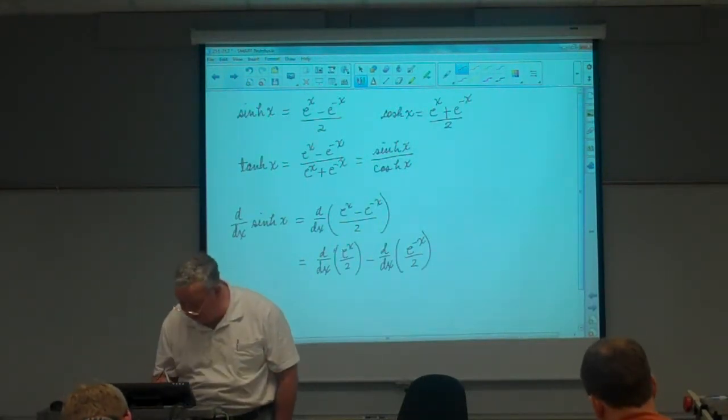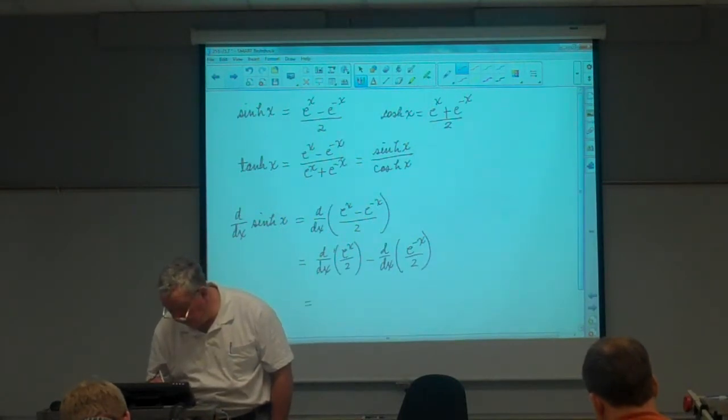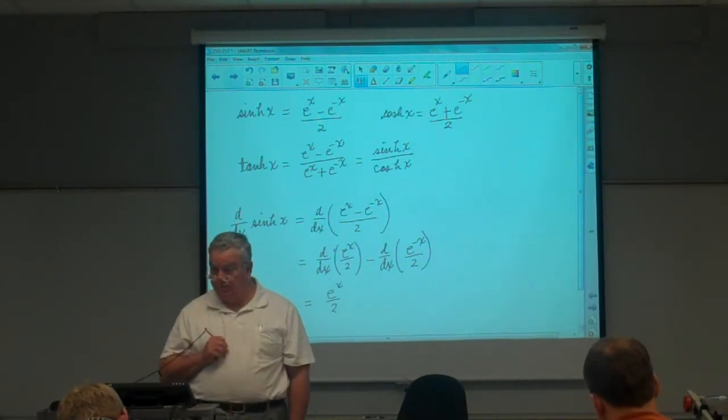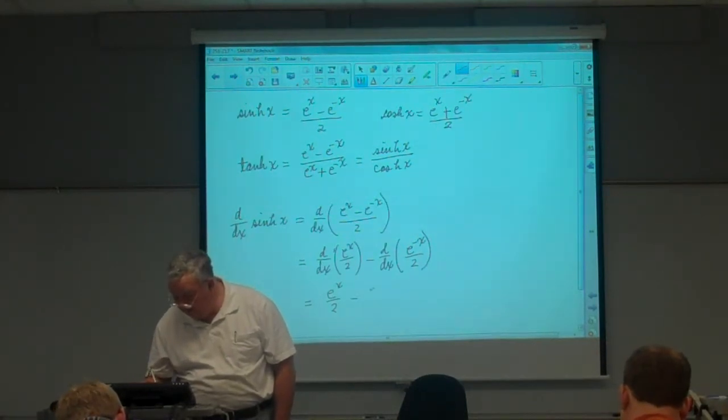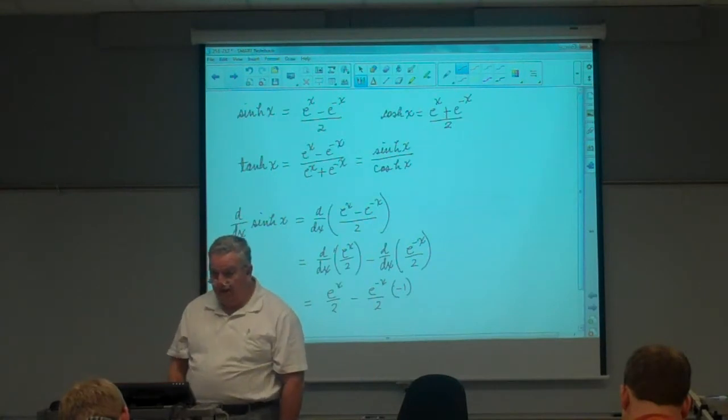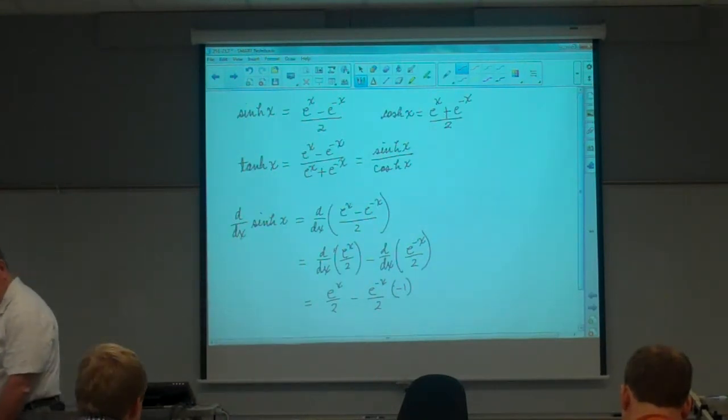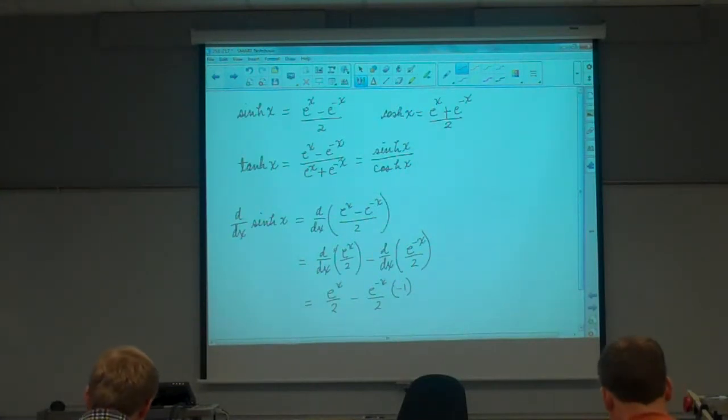The derivative of e to the x is what? So don't I get e to the x over 2? And the derivative of e to the minus x, I think this is e to the minus x over 2 times a negative 1. And where did the negative 1 come from? The exponent. The derivative of the exponent, right? Isn't that the chain rule? Everybody agree?